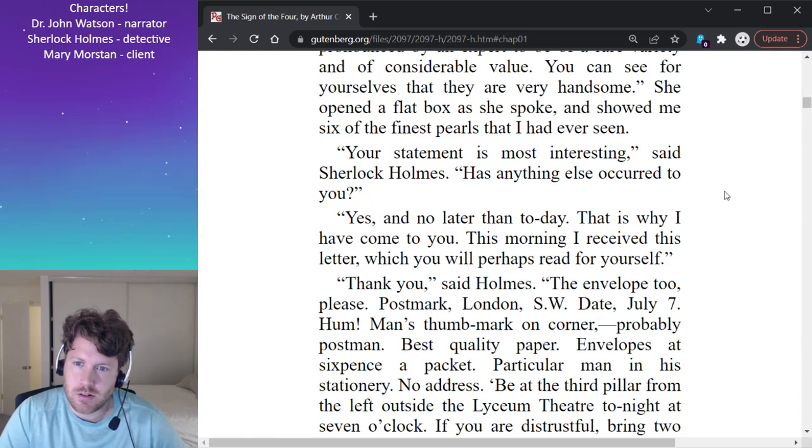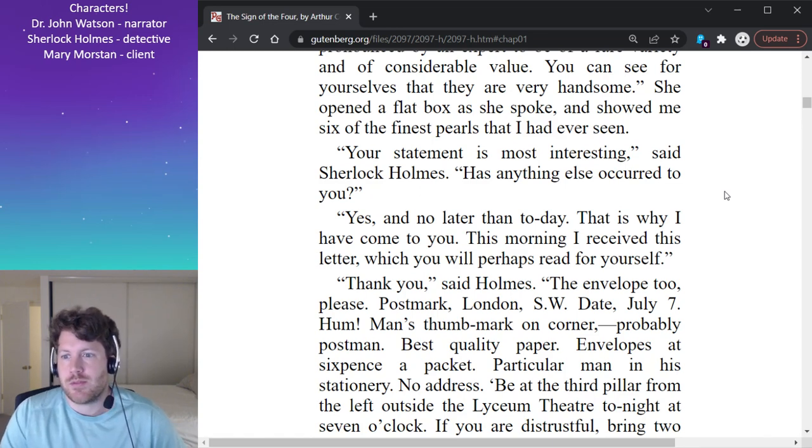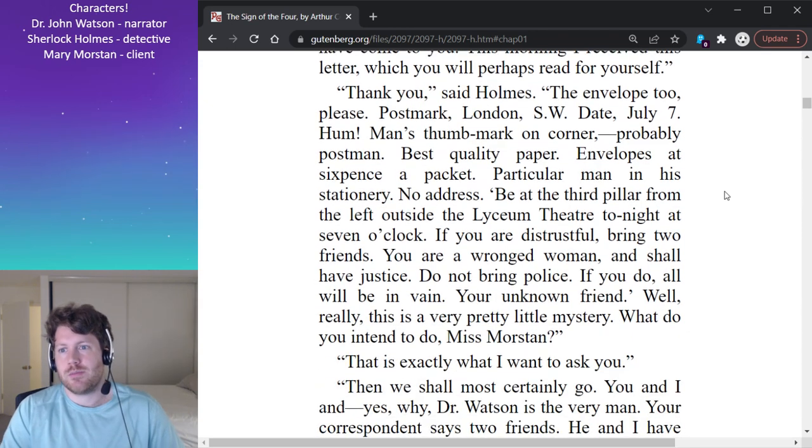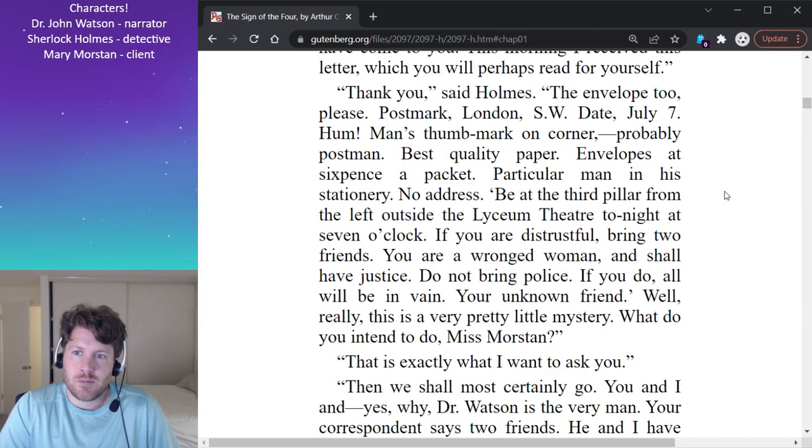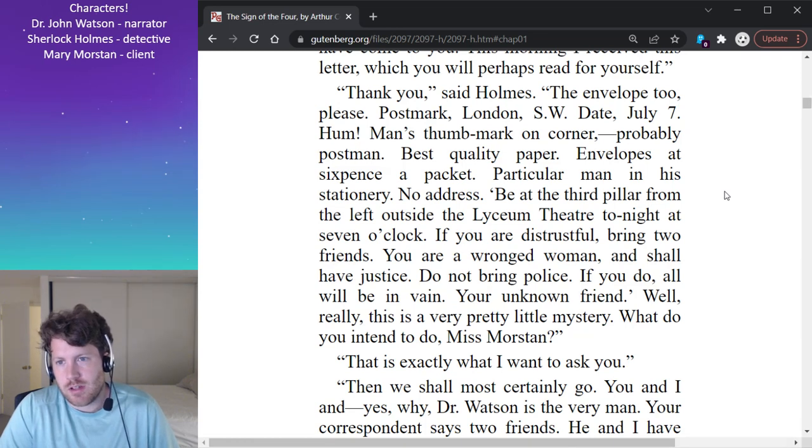"Has anything else occurred to you?" "Yes, and no later than today. That is why I have come to you. This morning I received this letter, which you will perhaps read for yourself." "Thank you," said Holmes. "The envelope too, please. Postmark London, SW. Date, July 7th. Man's thumb mark on corner, probably postman. Best quality paper. Envelopes at 6 pence a packet. Particular man in his stationery. No address.